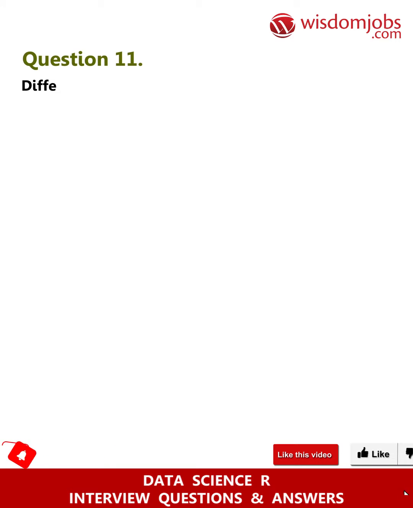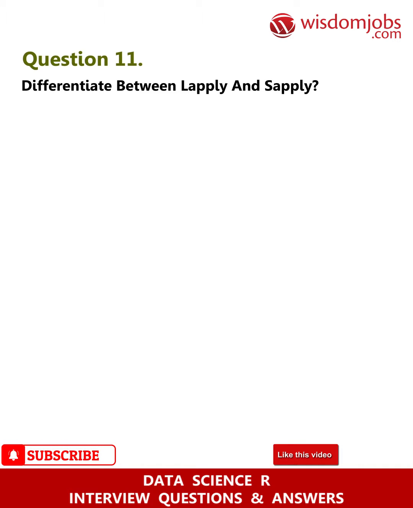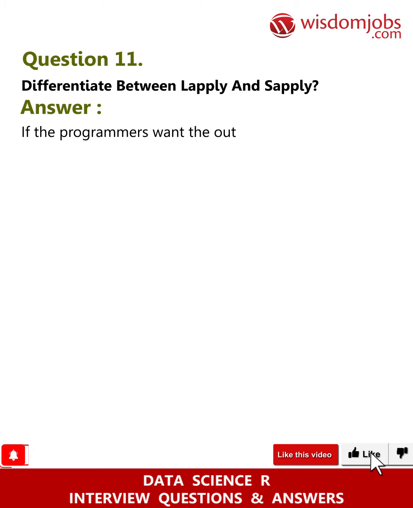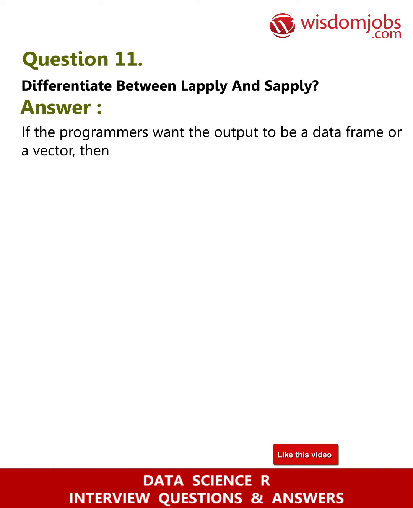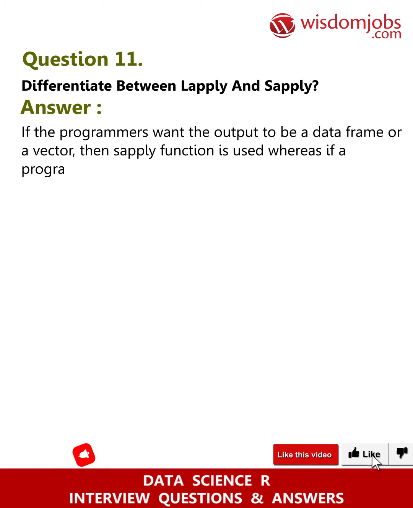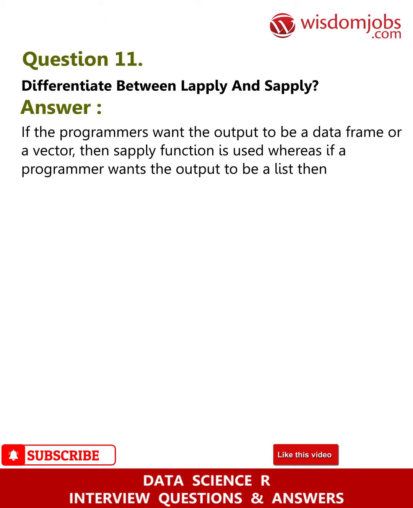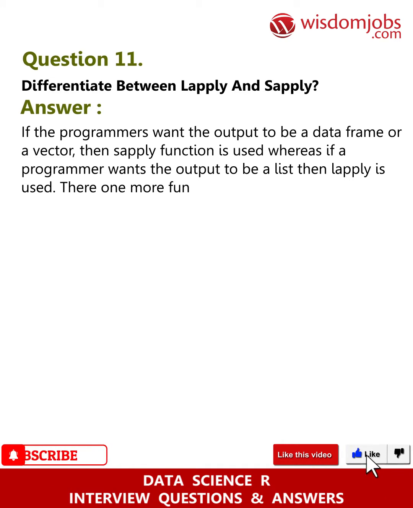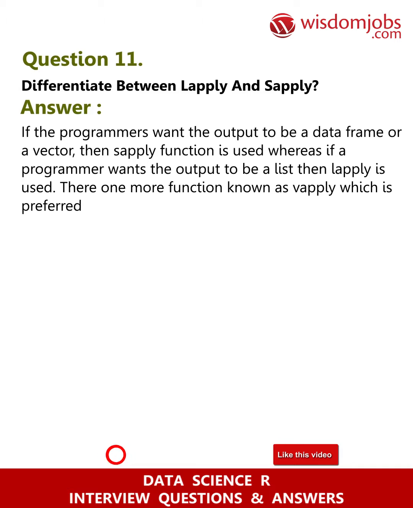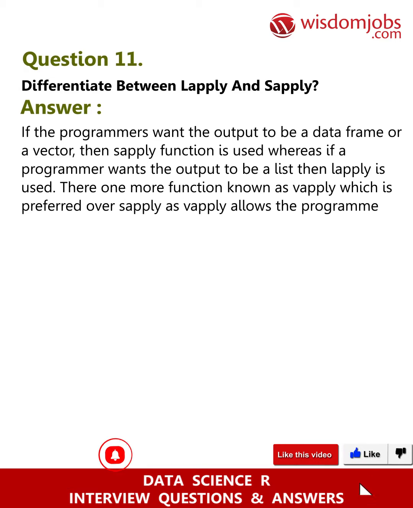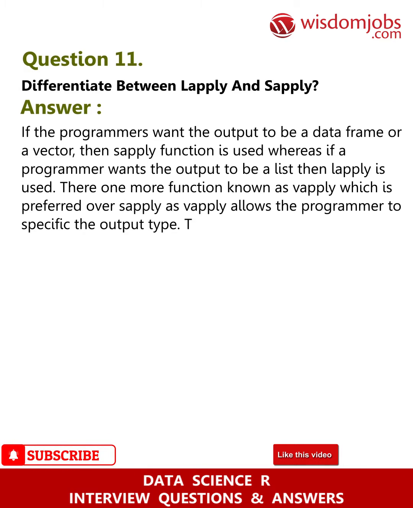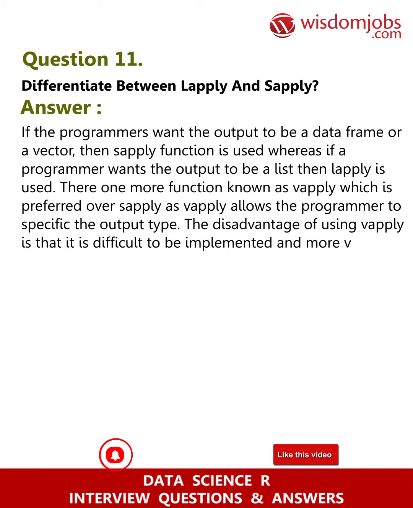Question 11. Differentiate between lapply and sapply. Answer. If the programmers want the output to be a data frame or a vector, then the sapply function is used, whereas if a programmer wants the output to be a list, then lapply is used. There is one more function known as vapply, which is preferred over sapply, as vapply allows the programmer to specify the output type. The disadvantage of using vapply is that it is difficult to implement and more verbose.